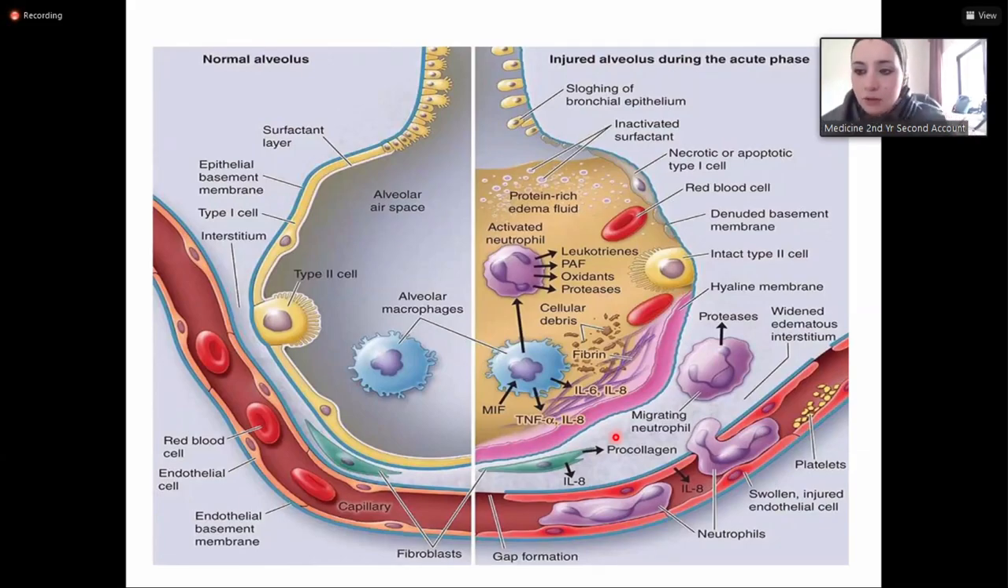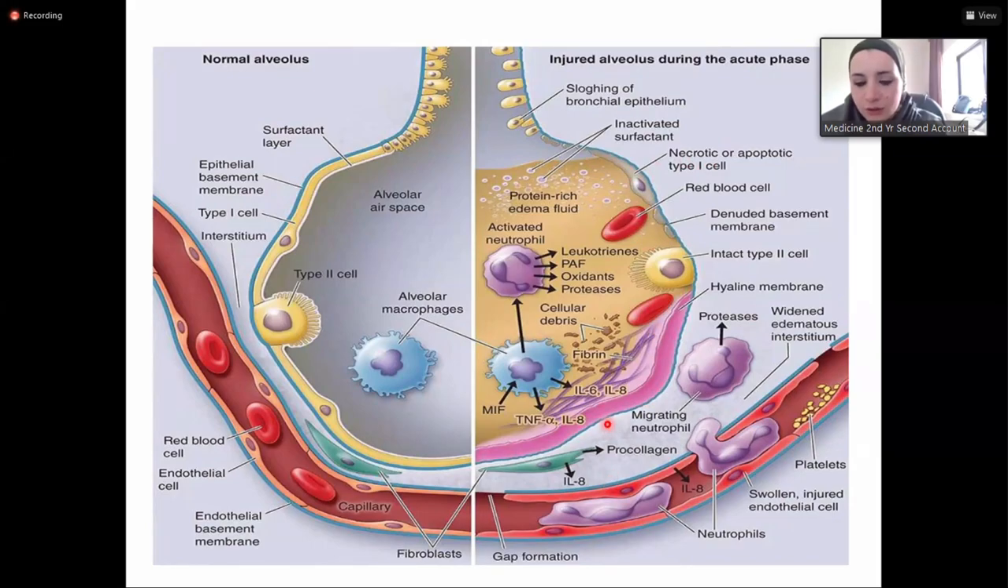With inflammation, the capillaries become more permeable, and fluids and proteins come out into the alveoli. There is activation of neutrophils and macrophages, with production of mediators like interleukin 6, interleukin 8, tumor necrosis factor alpha, oxidants, proteases, and leukotrienes from the neutrophils. All of these exert a destructive activity, destroying the endothelial cells and the epithelial type 1 cells, which become necrotic.